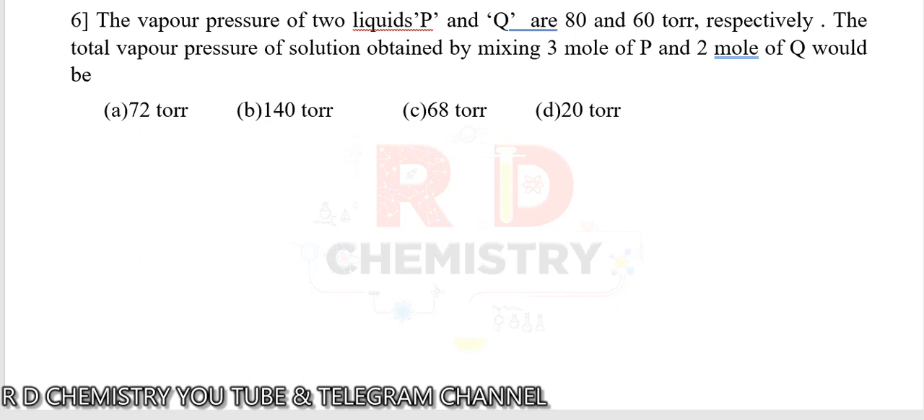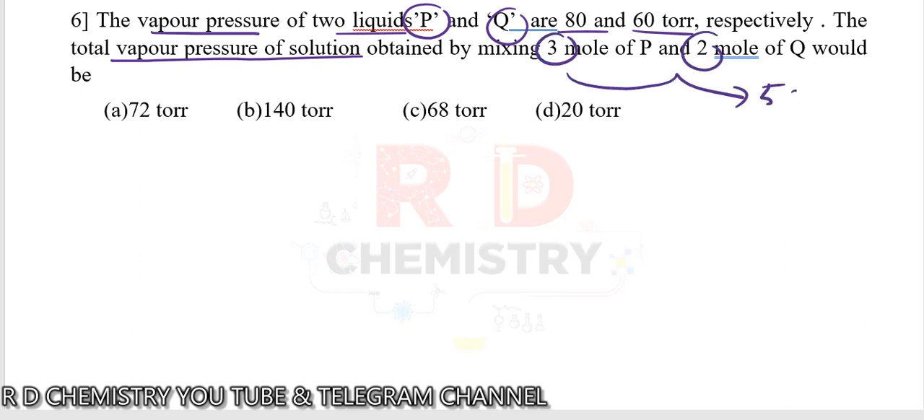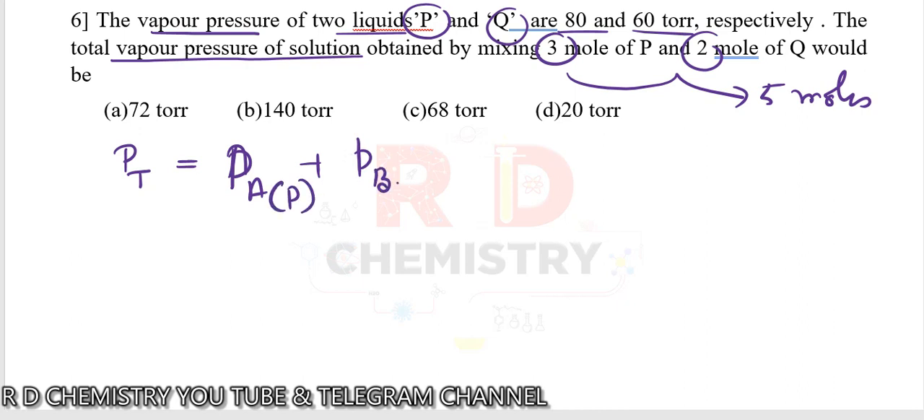Question number 6. The vapor pressures of two liquids P and Q are given as 80 and 60 torr respectively. The total vapor pressure we need to calculate by mixing 3 moles and 2 moles. So the total number of moles is 5 moles. So how do we calculate total pressure? Total pressure is equal to the partial pressure of component A plus the partial pressure of component B. So here two liquids are there: component A is P and component B is, let it be, Q.